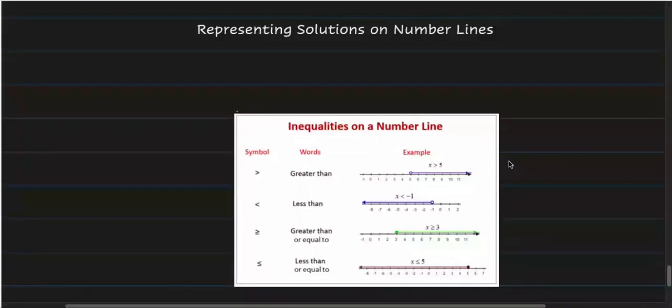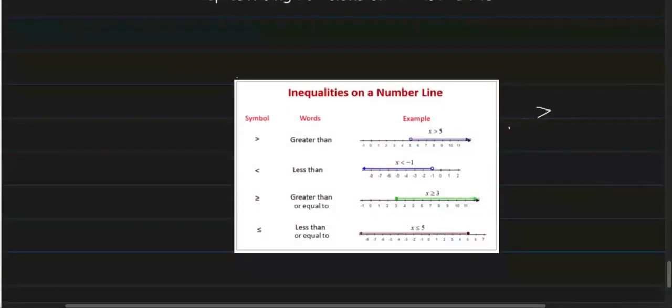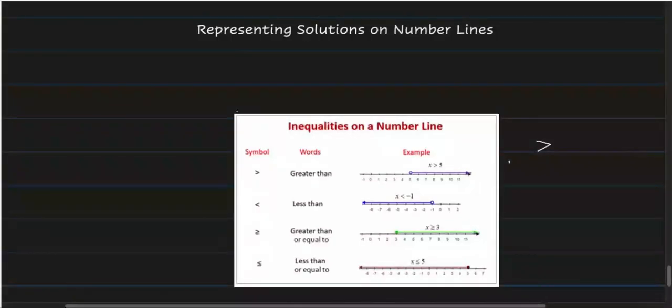For example, whenever you are representing greater than, I'm saying only the greater than sign, then you have an open circle here. Open circle at 5. X is greater than 5 means what? X can be 6, 7, 8, 9, 10, 11, 12 up to infinity.